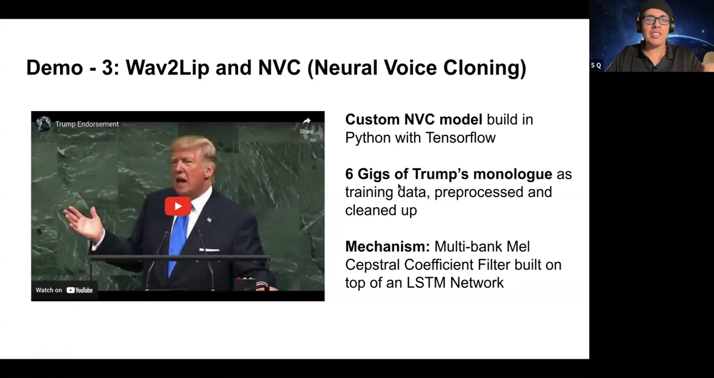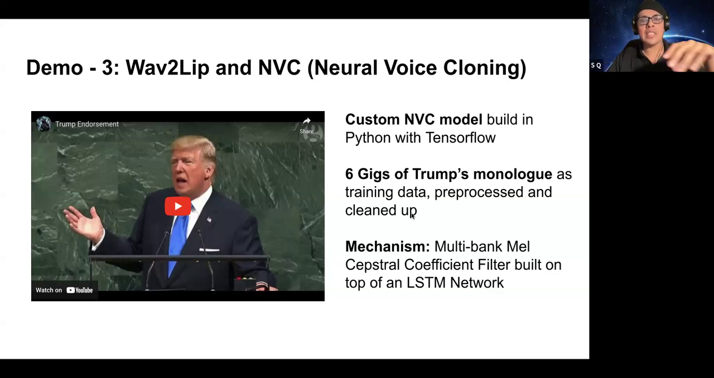That's me doing this neural voice cloning with 6 gigs of Trump monologue training data. I created essentially a fake of him to say this, or to do this presentation. This is using those Wave to Lip frameworks and neural voice cloning techniques behind the hood. And this is essentially the hard way of doing deepfaking, for whoever's doing it. There's a lot of work that went into this.